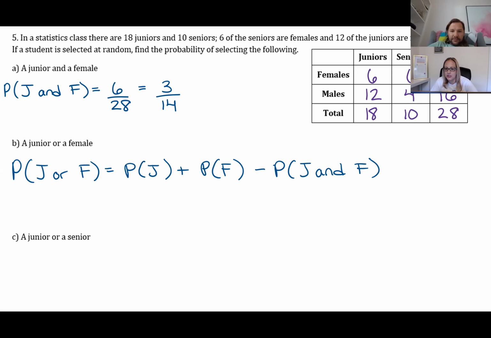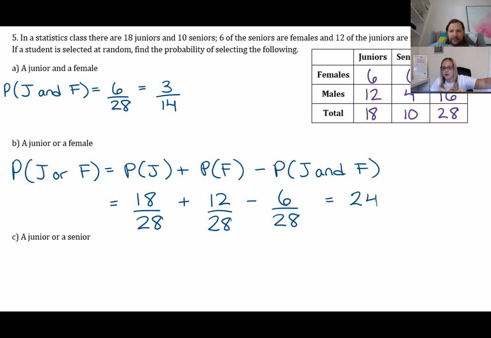So let's see, for junior, the total for juniors is 18, so that's 18 out of 28. The total for females is 12, so that's 12 out of the 28. And then the J and F is where they overlap. So that's where they actually cross each other in the table. So that's the 6. So we'll subtract 6 out of 28, and that comes out to 24 over 28, which reduces to 6 over 7.